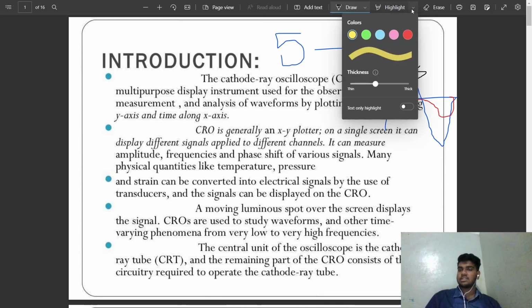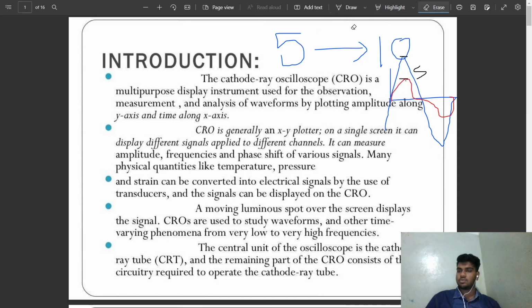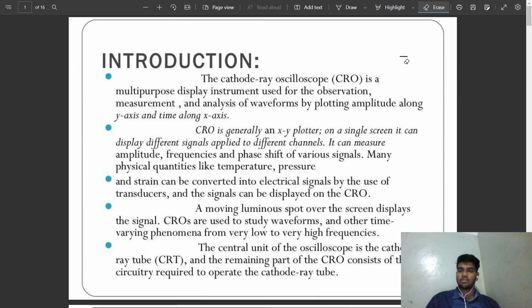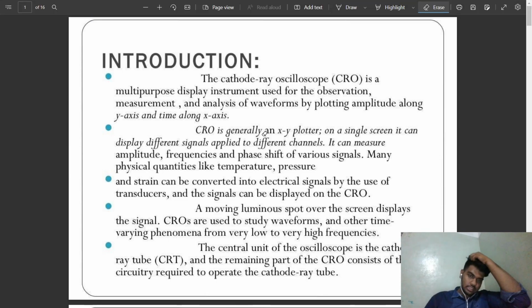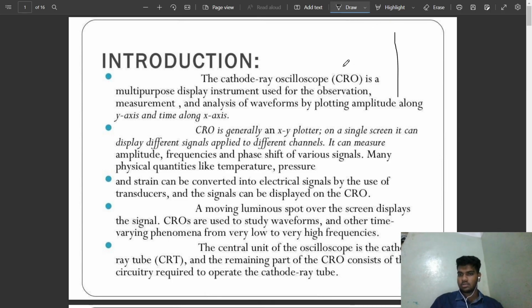So for this kind of purpose, we are using this cathode ray oscilloscope. Now this is the introduction of it. Now CRO is generally an XY axis plotter, which means inside, it will be like this. So this will be the output of a cathode ray oscilloscope. As usual, there will be several divisions here.